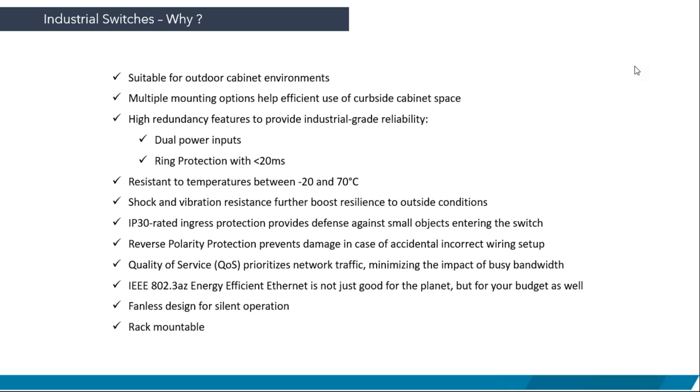Whenever you install switches in an indoor environment, they always have a temperature-controlled environment of 18 to 19 degrees Celsius maximum. But when you talk about switches for outdoor deployment, those switches are placed in an outdoor cabinet or rack enclosure, and the temperature inside these enclosures is more than the outside temperature. So for example, if your temperature outside is 40 degrees Celsius, then your temperature inside the rack would always be 45 to 50 degrees Celsius.